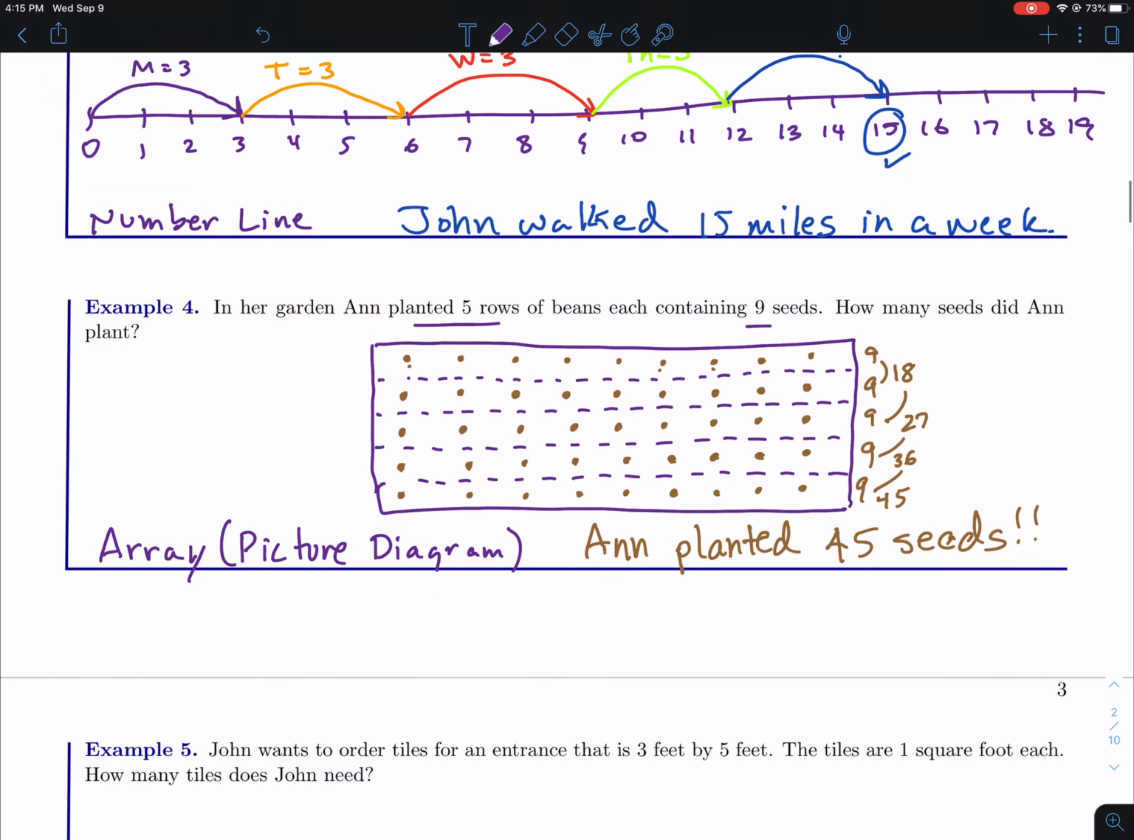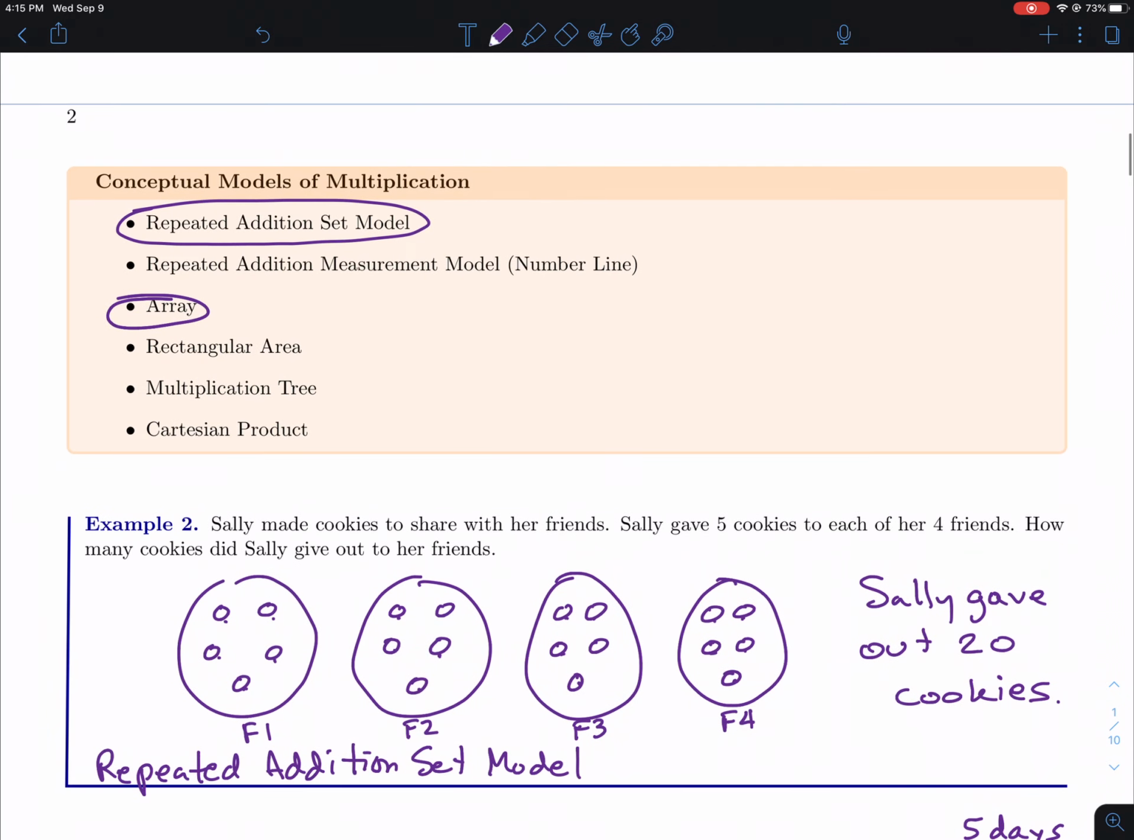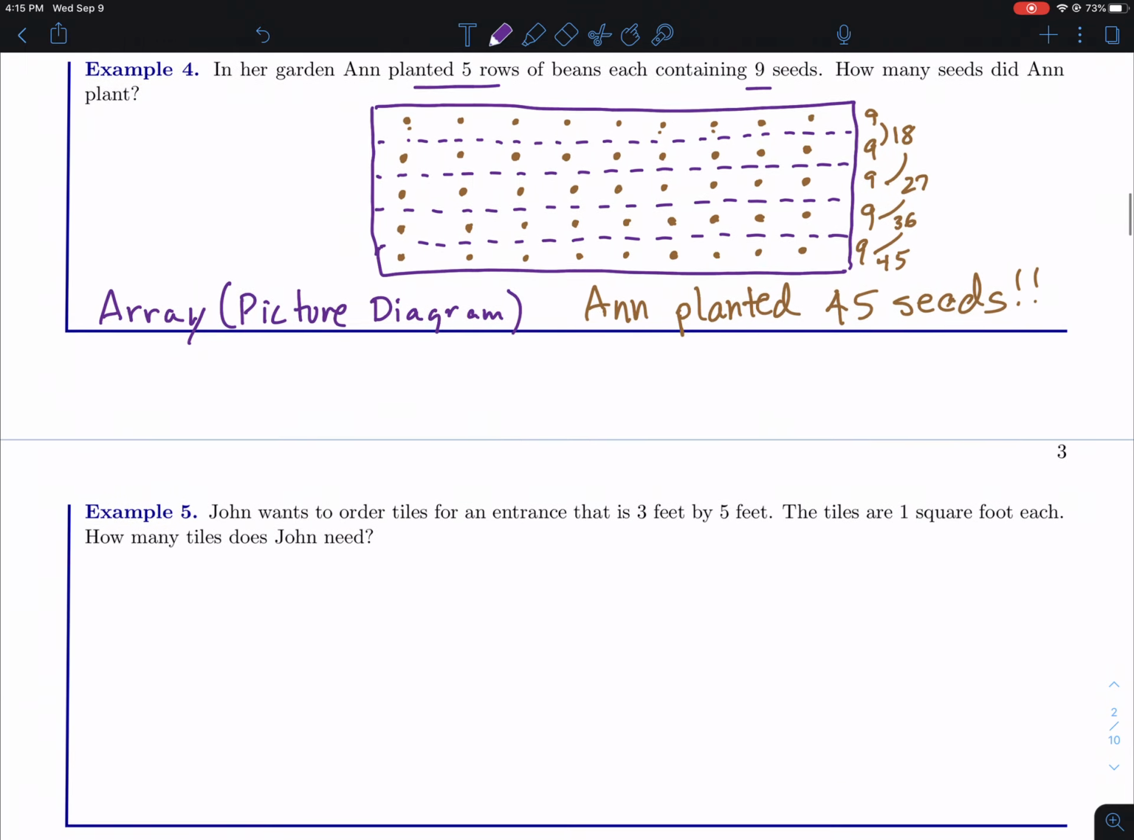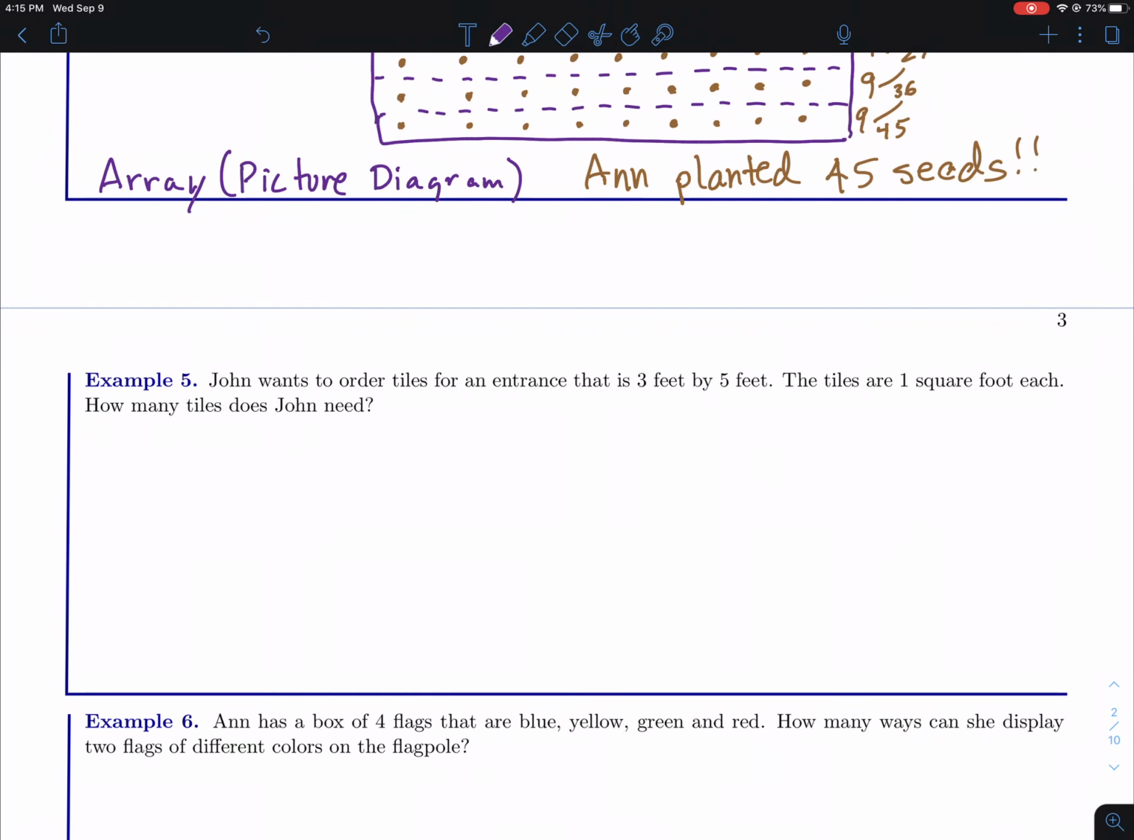So this one, what we're going to do is what's called the rectangular area model. And so what I'm really going to do is try to draw what this living room would look like and actually put the tiles in there and then just count how many tiles we had to use. So let's write this down, rectangular area.